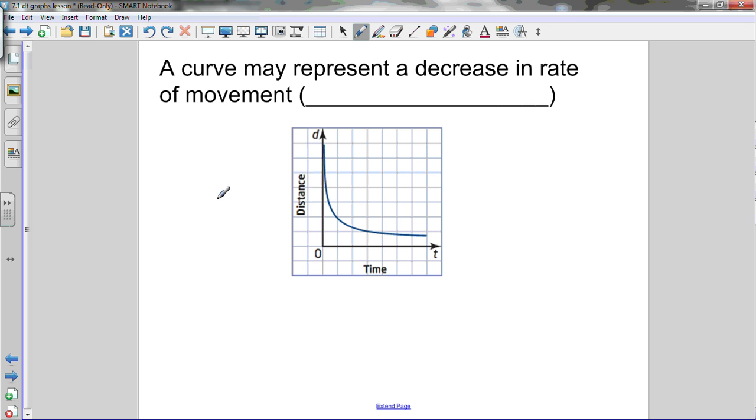Now let's look at the opposite to that. A curve could also represent a decrease in the rate of movement. So it starts off very, very steep. And then as time increases, it gets less steep, less steep, until they're barely moving at all. Okay? So it starts out fast, gets slower. That represents a deceleration.